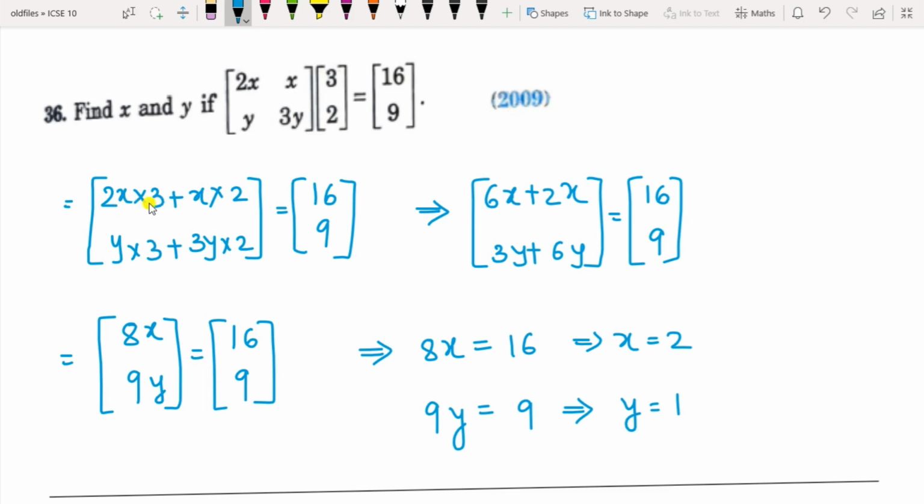Now this becomes 6x plus 2x and 3y plus 6y equal to 16 upon 9. So this is 8x and this is 9y equal to 16 upon 9. Now these two matrices are equal, so the elements are equal. So 8x equal to 16, therefore x equal to 2, and 9y equal to 9, therefore y equal to 1. So these are the values of x and y.